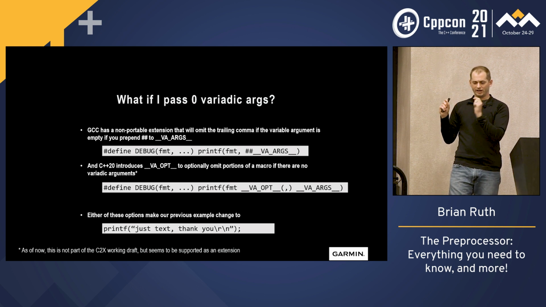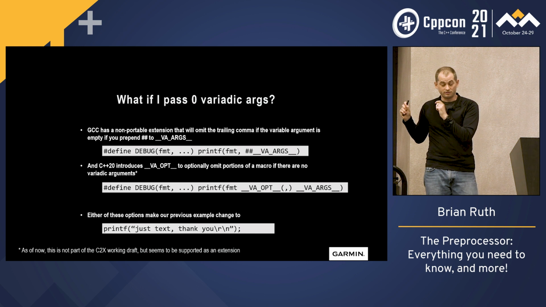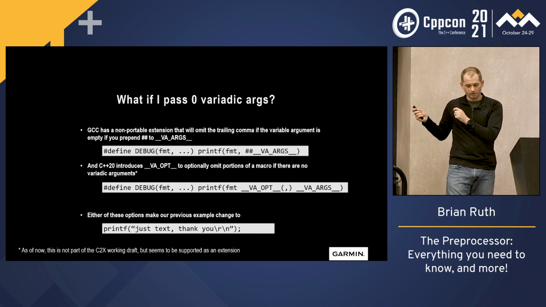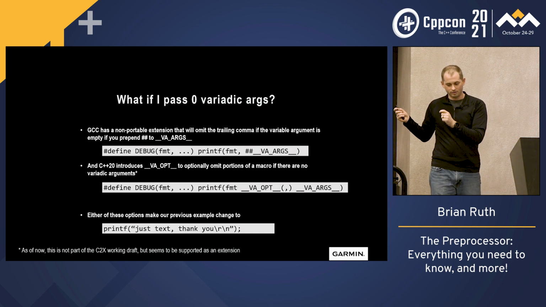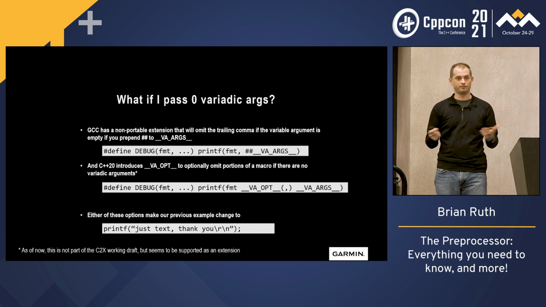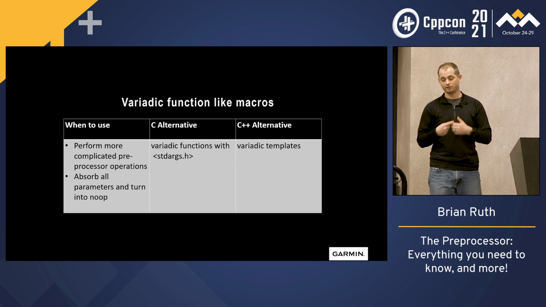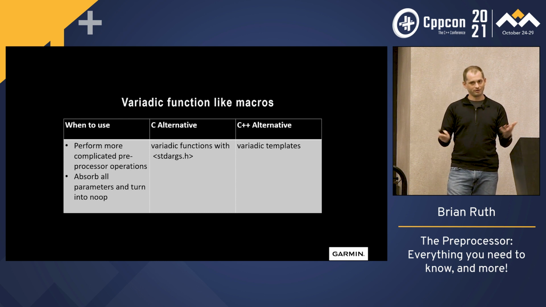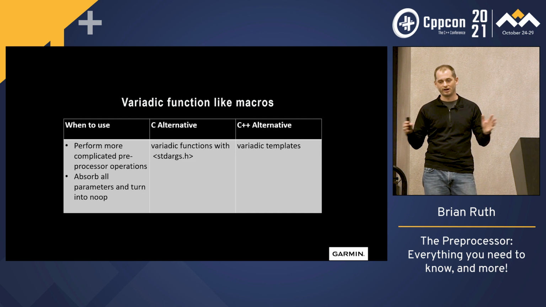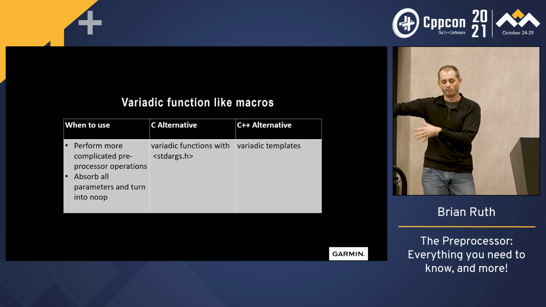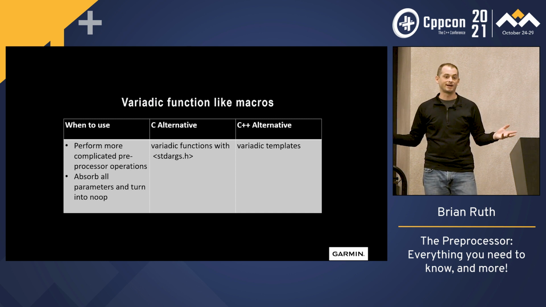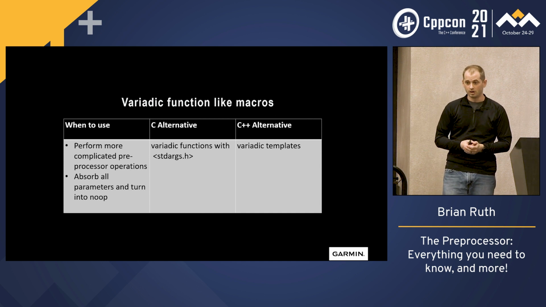Now, I could not find any reference in the C2X working paper on whether or not they're going to support this. But I tried it out on a few compilers, and it seems that the C compilers support __VA_OPT__. So use at your own risk. So variadic function macros perform more complicated preprocessing, and you can use them to absorb. Like if you just want to stub something out and you don't care about all the arguments and you just want to absorb everything and do nothing, you can use the ... to just stub things out.